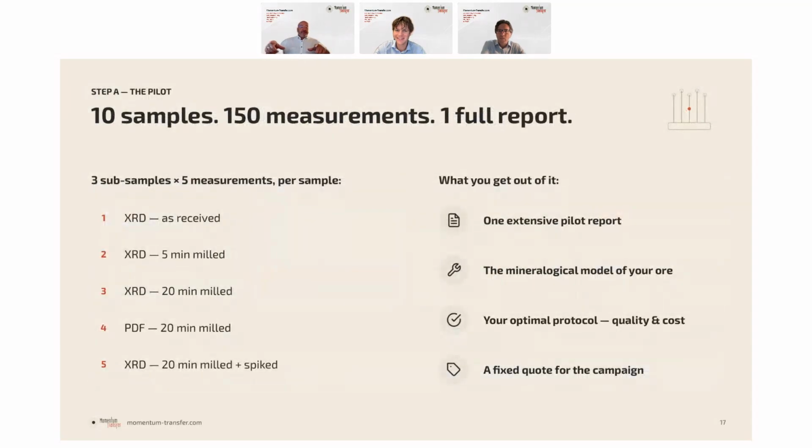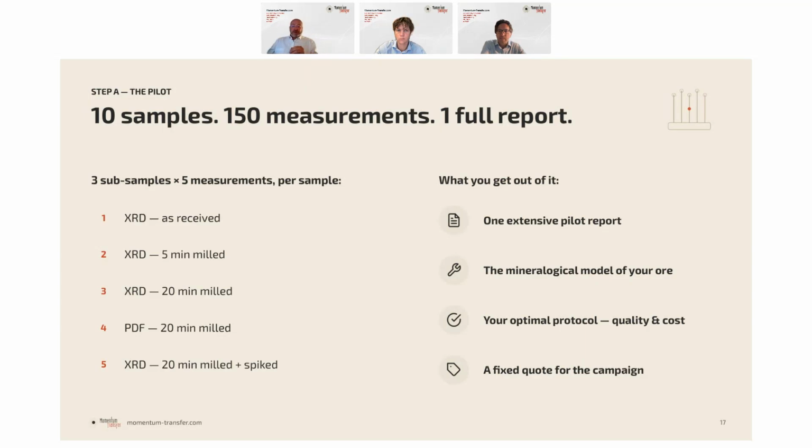So in the pilot, you send us 10 samples, ideally a little bit more than 10 grams because we want to do a lot of different things with it. We take from every sample 4 times 3 subsamples. Those are prepared as received, so not milled at all, 5 minutes milled, so it's actually finer than the as received, and then 20 minutes, so it's really fine. But there is a risk that you could over mill. So that's the reason why we do as received, 5 minutes and 20 minutes.